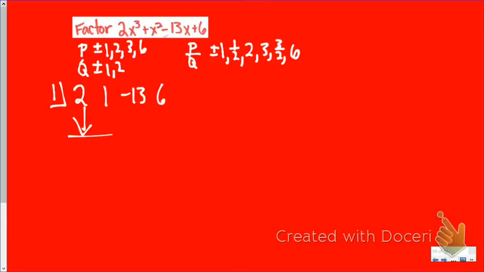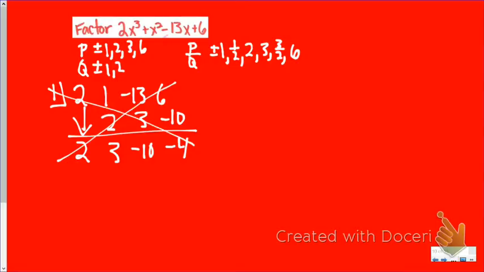I'm going to bring down 2. 2 times 1 is 2, and I add 3, -10, and I do not get 0 as a remainder. Since I did not get 0 as a remainder, that tells me this is not a solution for my polynomial, which means that 1 is not a 0, so x minus 1 is not a factor. So now I have to try again.